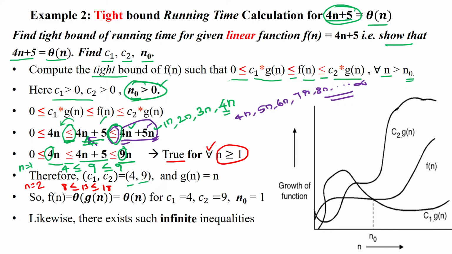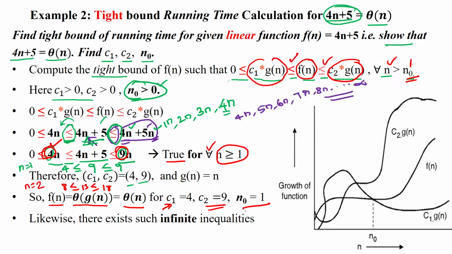So we can say C1 into g of n is less than or equal to f of n, less than or equal to C2 into g of n, for all n greater than or equal to 1. Here we have taken n0 as 1. So finally we can define f of n equal to big theta of g of n, equal to big theta of n, for the identified constants: C1 is 4, C2 is 9, and the initial input size is 1.